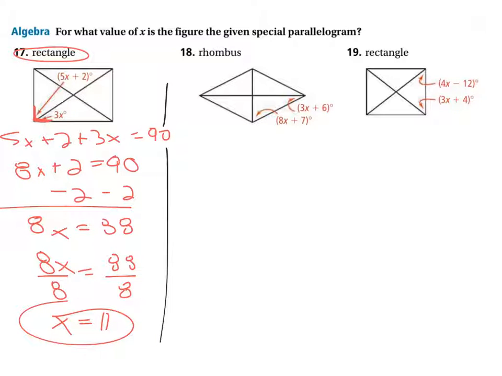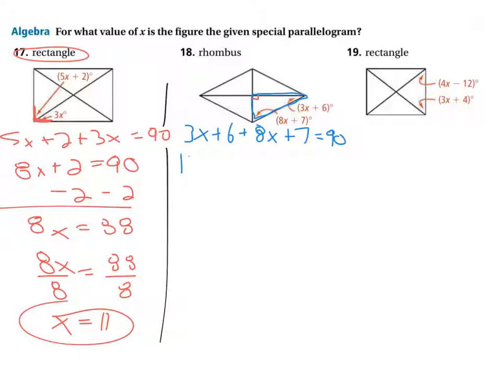Now, in a rhombus, remember, if you're getting perpendicular diagonals, then that means that essentially what you're looking at here is a right triangle. And in a right triangle, if one of the angles is 90, which it always is, then the other two angles must sum to 90 to get the rest of the way to 180. So you can then say, okay, then 3x plus 6 plus 8x plus 7 must equal 90.